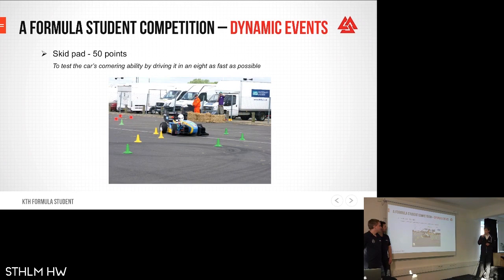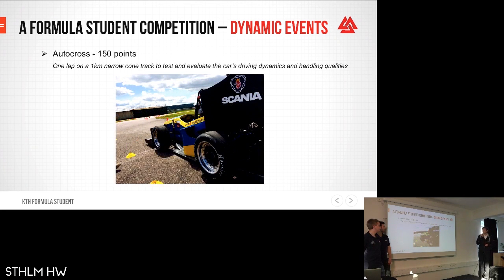Then we have the skid pad, which is basically testing the car's handling ability or cornering. So you drive in an 8 as fast as possible without hitting the cones. Then we have the autocross, which is 1 lap around 1 kilometer on a track composed of cones, and it's a very narrow track, there aren't any long straights, so you don't really need the top speed. It's more to have a generally good car.